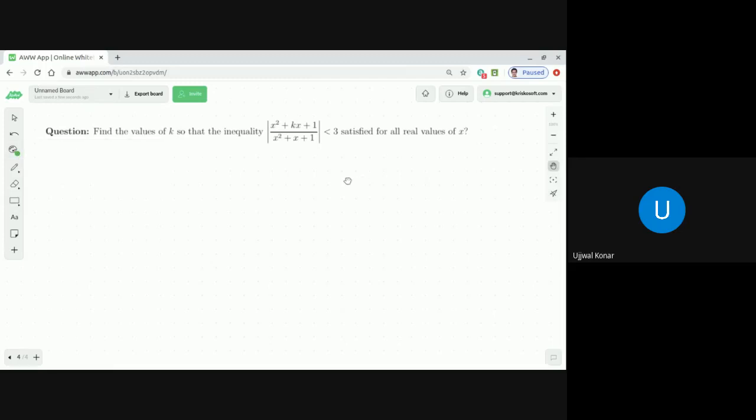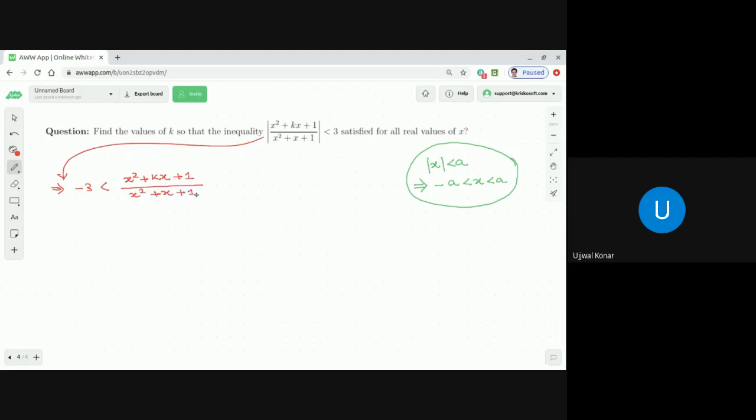First and foremost, we need to break down that problem into a smaller one. So first we need to recall our modulus inequality, dear students. If we say that mod of x is less than a, what we conclude is that minus a is less than x less than a. Recall? Yes. Then quite obviously, from here one thing we are sure of: minus 3 is less than (x square plus kx plus 1) divided by (x square plus x plus 1), which is less than 3.